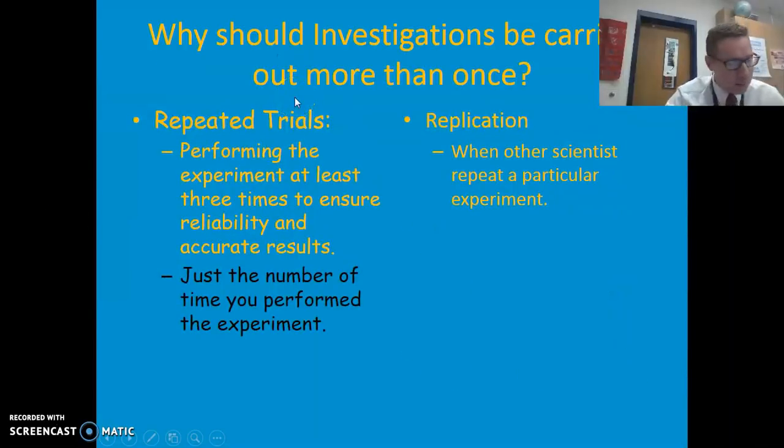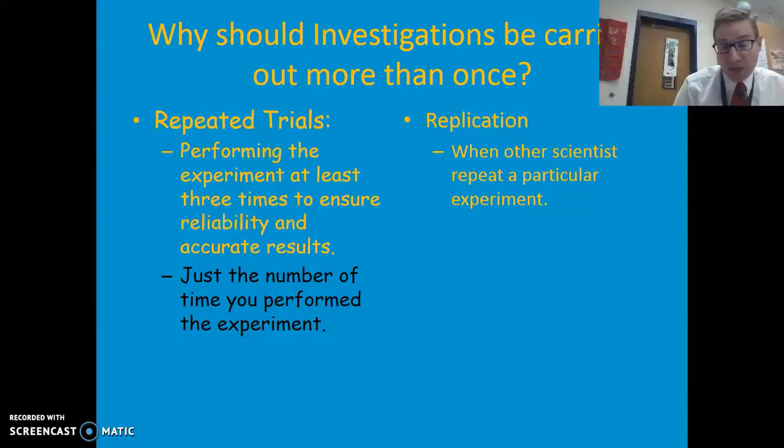Okay, our last part here at the very bottom, and I put the question in for you, is why should investigations be carried out more than once? So we have something called repeated trials, and performing the experiment at least 3 times ensures what we call reliability, how accurate the results are. If I only did one experiment or one thumb war wrestling, then I wouldn't know if my thumb or somebody else's thumb might win because it's longer or shorter. And you don't know if it's a fluke. Maybe it's a technique. Maybe I'm better at thumb wrestling. So you want to do it as many times as you can in order to get your results in a large pool of data so it's reliable.